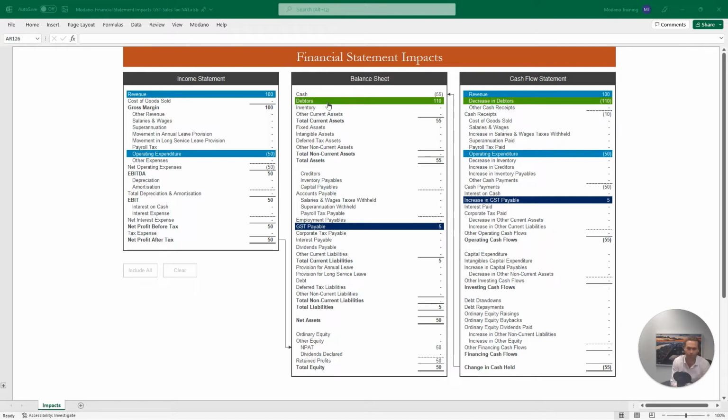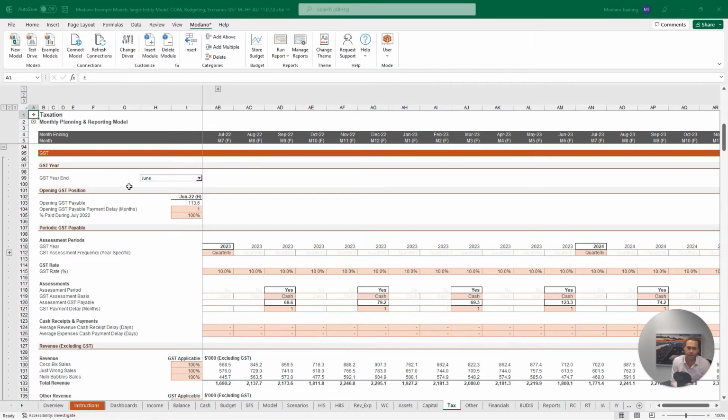So, in summary, the direct financial statement impacts of GST are the inclusion of GST payable within the current liability section of the balance sheet and increase in GST payable within the other operating cash flow section of the cash flow statement. Looking at the top of our GST analysis, in this example, a June tax year end has been assumed with 100% of the opening GST payable of 113.6 being brought in from our historical balance sheet, assumed to be paid in the first forecast period of July 2022.